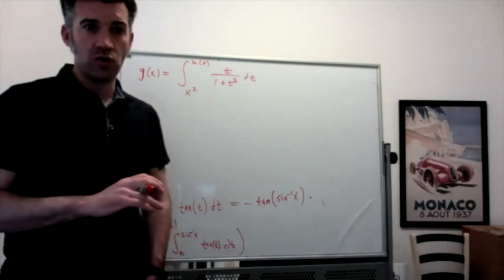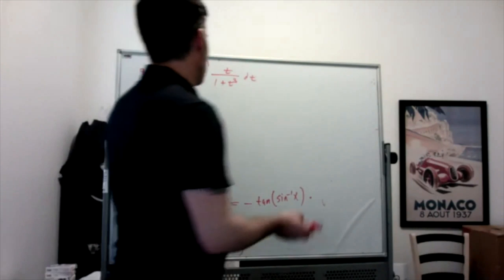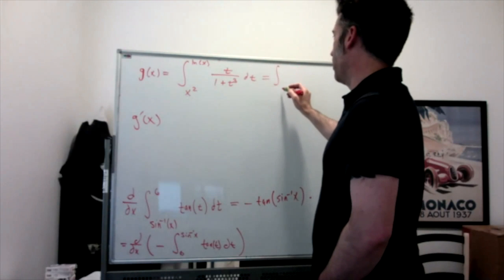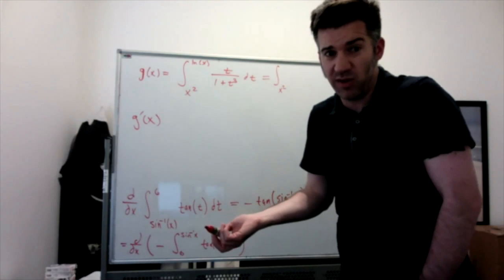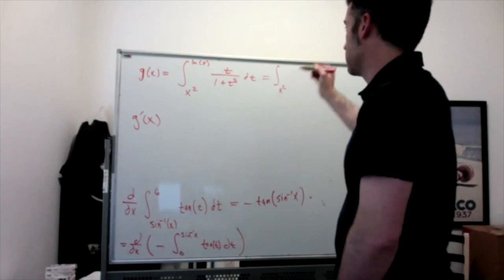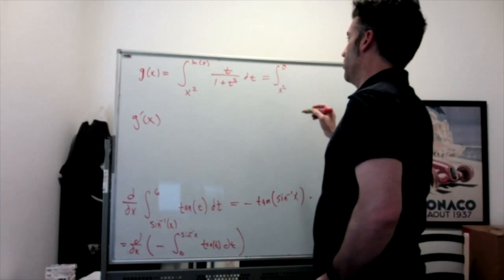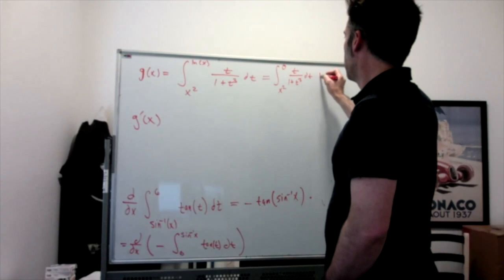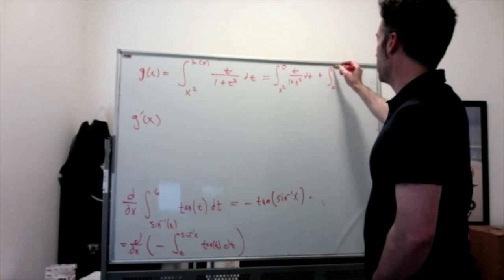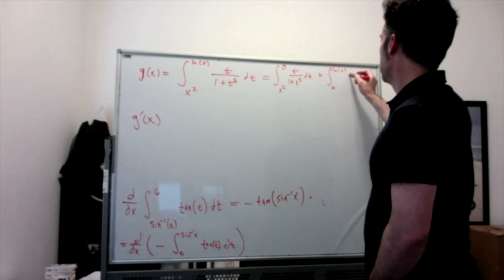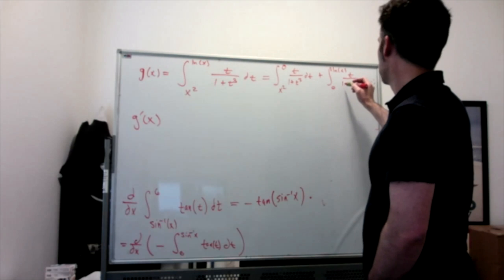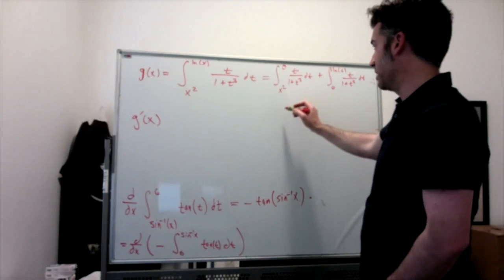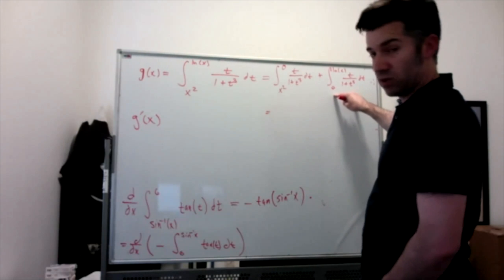So you don't need to do this, but if you wanted to, you could write this as the integral from x squared to some constant, we don't really care what, you could pick anything, I'm going to pick 0, of our function, plus the integral from 0 to the natural log of x of our function. And then you could rewrite this as, I'm going to actually write this one first.